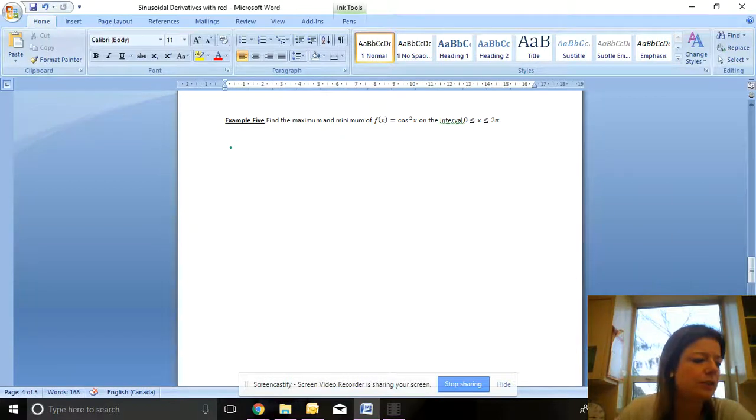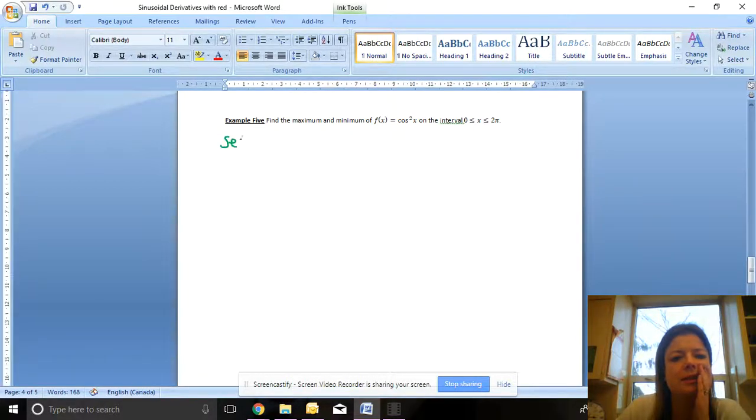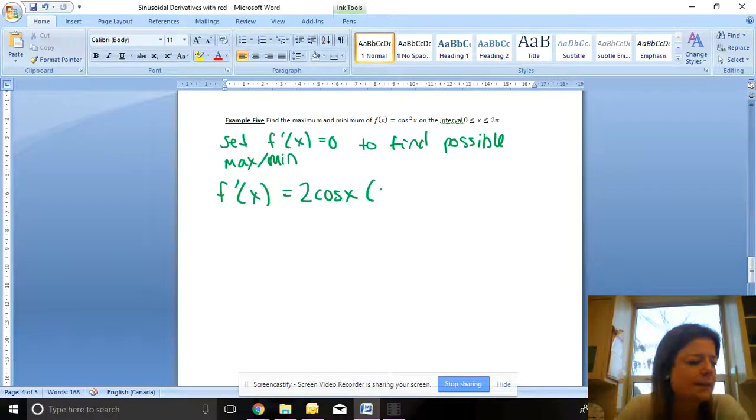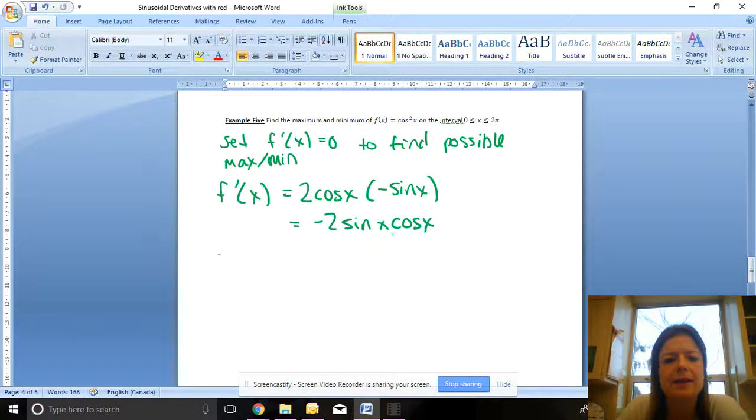So now we're just going to set the derivative equal to 0 to find possible max and mins. And then we do the first derivative test, okay, basically. Actually, we're not even going to do the first derivative test. You'll see what we do. Okay, so f prime at x is just 2 cos x times negative sine x. So we can just make that minus 2 sine x cos x and then set that to 0. So minus 2 sine x cos x equals 0.